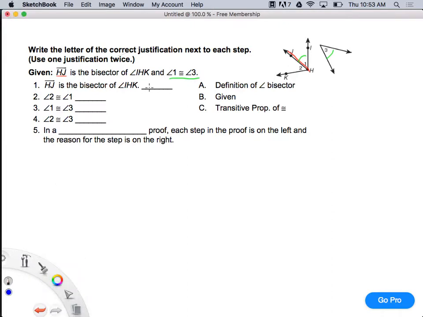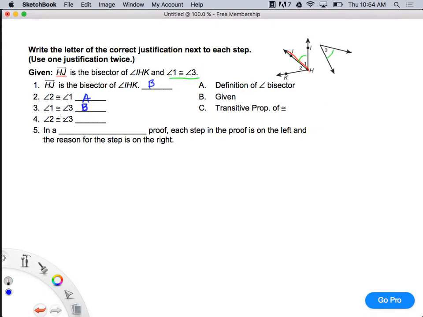No, it says use one justification twice. Now it says angle 2 is congruent to angle 1. A. That's the definition of an angle bisector. If it's bisecting the angle, then the two angles must be congruent. The third one is angle 1 is congruent to angle 3. B. That's given as well. You understand? Yeah.